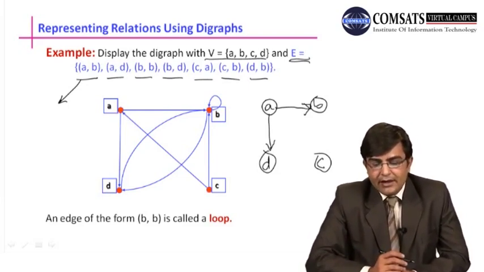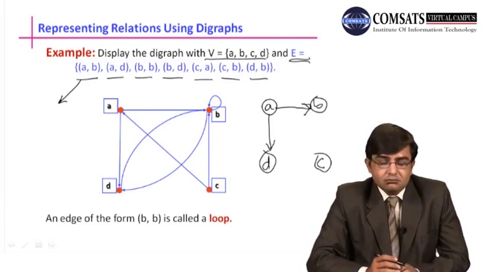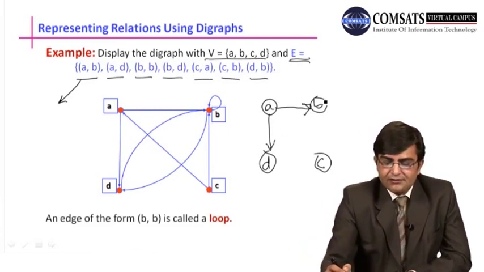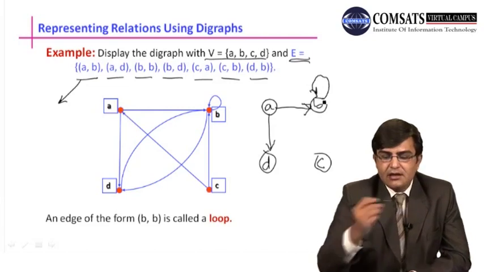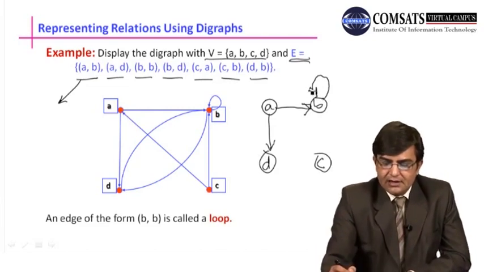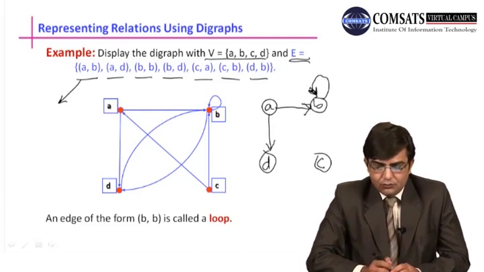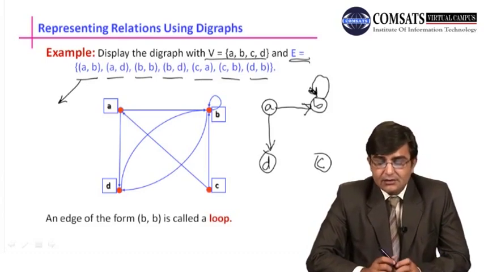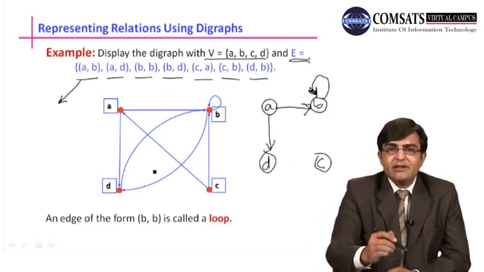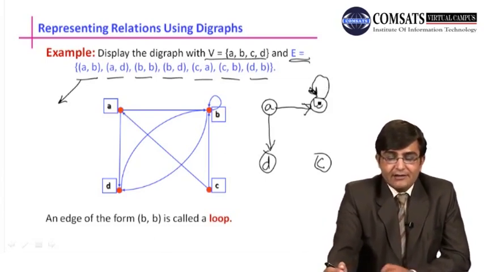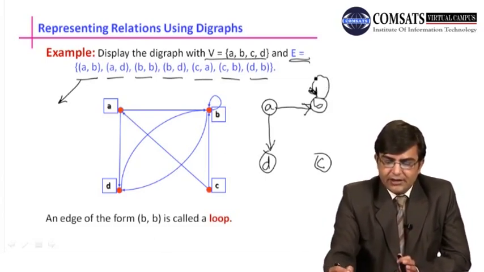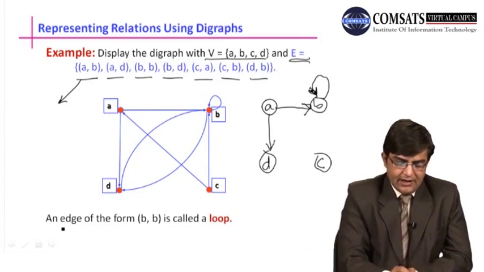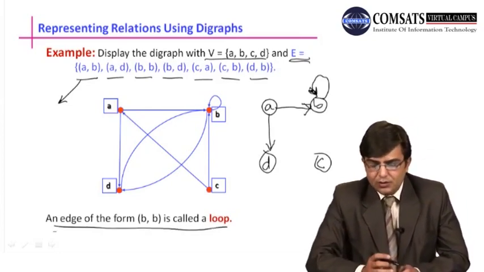Now how we express this relation between two same elements, B is related to B? We draw an arrow which starts from here and which ends here also. So we draw this type of arrow or a loop. We call this edge a loop. So if an element is related to itself, in a directed graph we express it by drawing an arrow which starts from here and also ends here. An edge of the form B to B is called a loop.